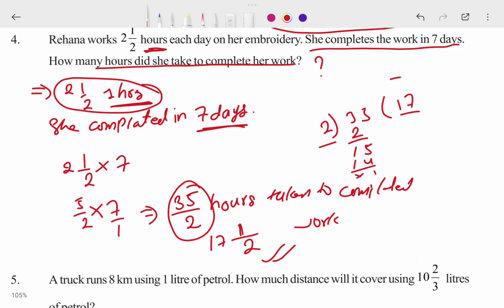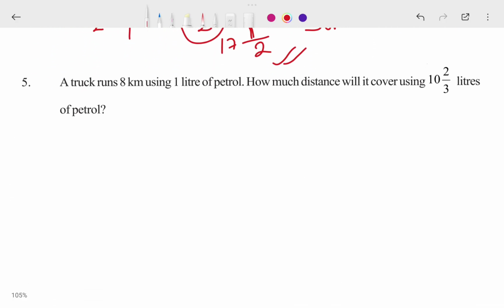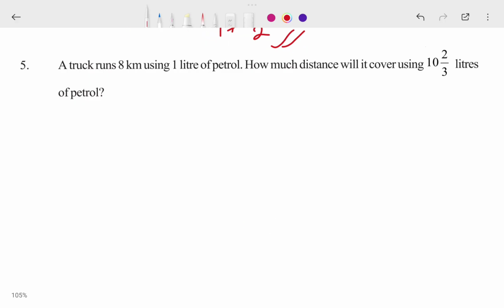Okay, so this is completed, and now let's see our fifth question here. The fifth question is telling: a truck runs 8 kilometers using 1 liter of petrol. So the truck is running 8 kilometers in 1 liter of petrol. Remember, 8 kilometers running in 1 liter petrol.